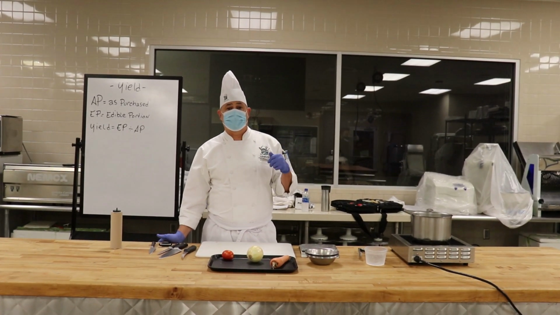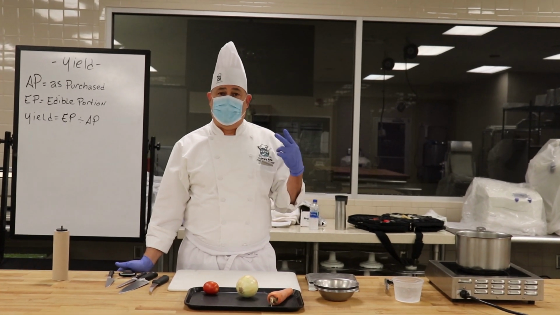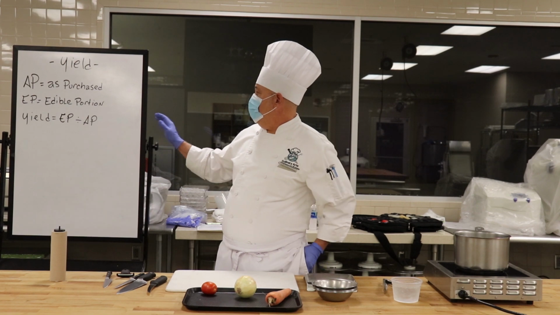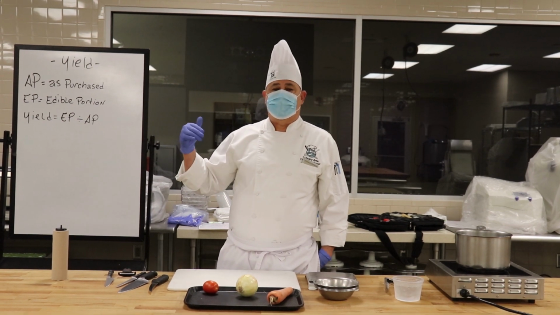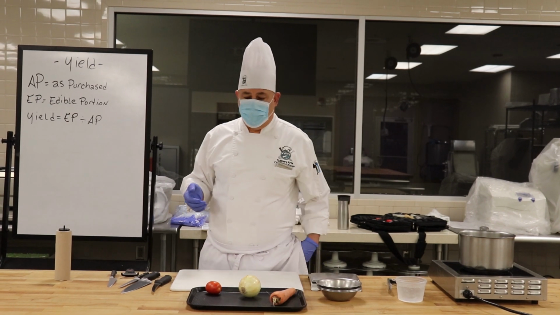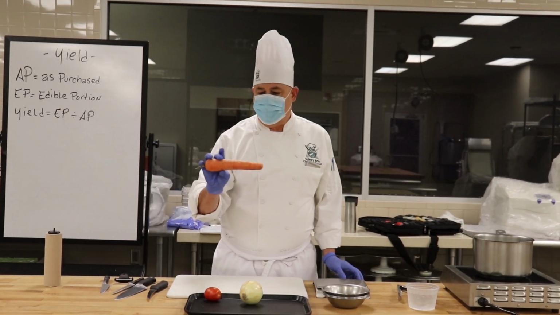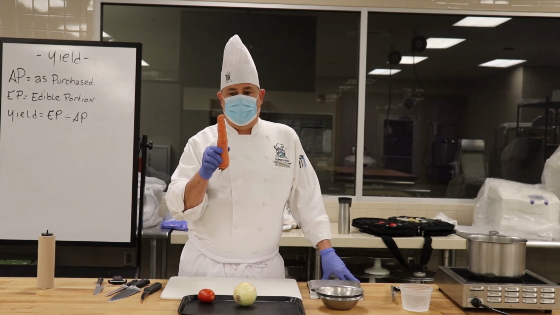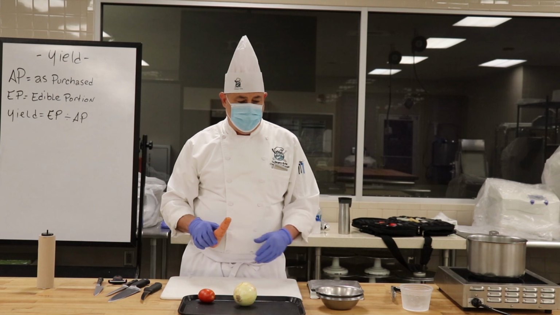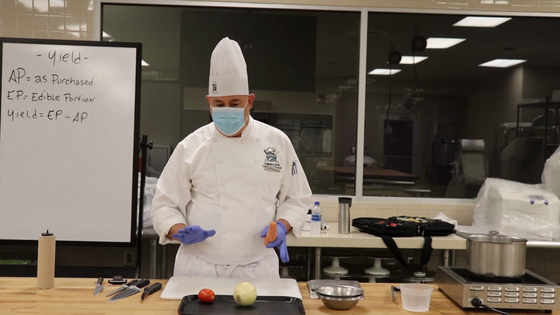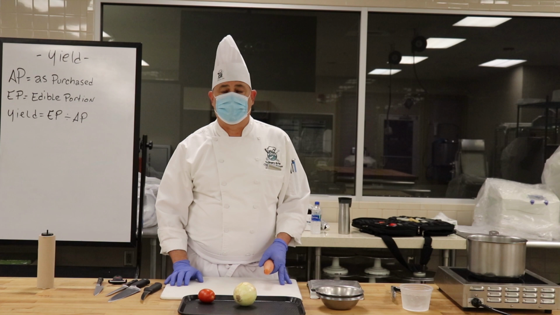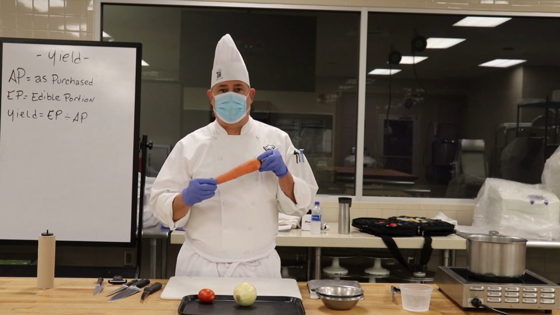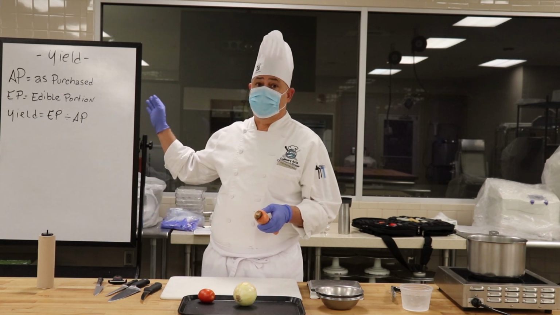As far as yield goes, the AP, as purchased, and the EP, the edible portion. And a very simple math formula is the EP divided by the AP gives you the yield. And why is yield important? Well, take this carrot for instance. Everything that we take off of this carrot has to be accounted for. So we're going to be using a scale, and we're going to be using our station setup, knives, cutting boards, whatever the case is, to fabricate this into that plate-ready product, which is the EP, the edible portion.